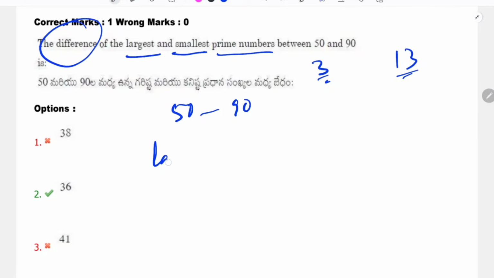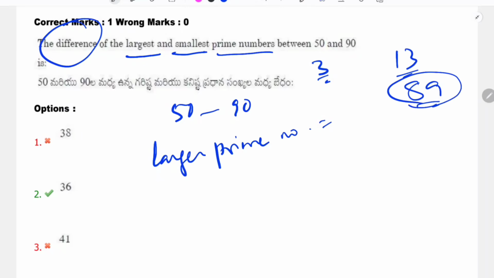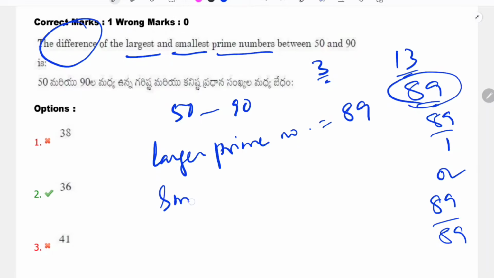So the largest prime number before 90. What is that? Before 90, 89. 89 is prime because it is not divisible by any other number. It can be divided by 1 or by 89, no other number can divide. So this is a prime number. So the largest prime number before 90 is 89, and then the smallest prime number from 50.